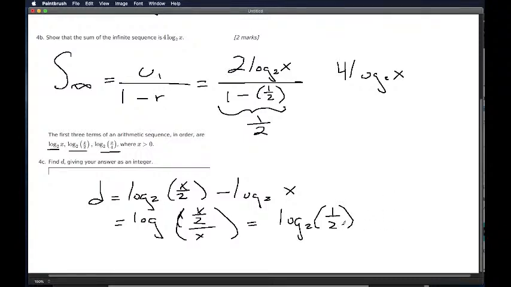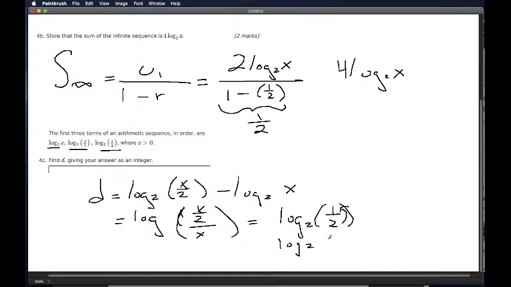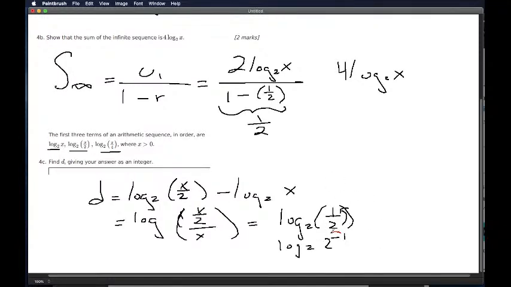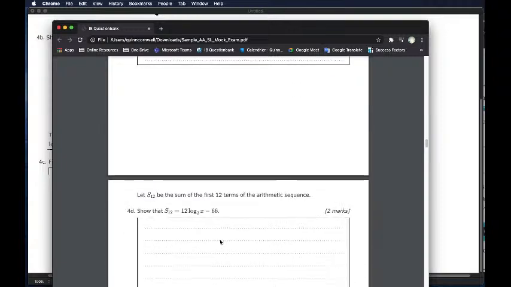And then from there, I would put my 2 above here using indices laws. So you have log 2 to the minus 1. I'd bring my minus 1 out front here, like so. And then you'd have log 2 of 2, and that's equal to 1, so you end up getting negative 1. And then the rest of 4.